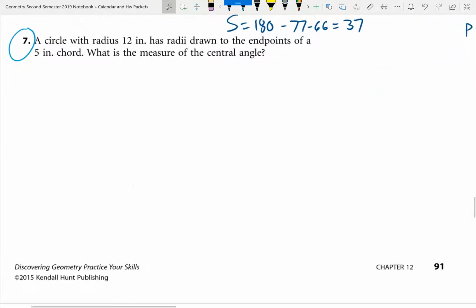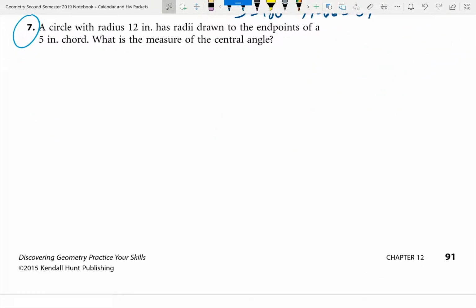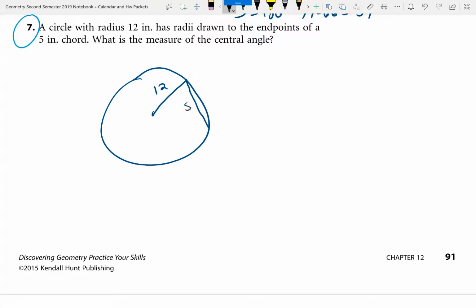And finally, number 7. You have a circle. It has a radius of 12. And then you have a 5-inch chord, and you have 2 radiuses drawn to the end points. What's the measure of the central angle? So we'll call that C.